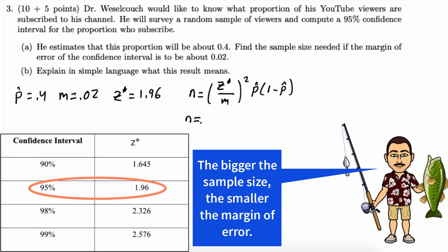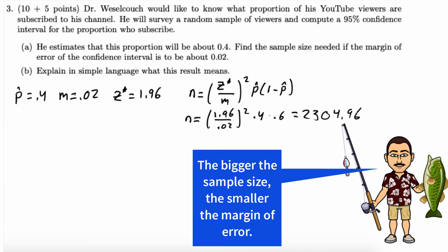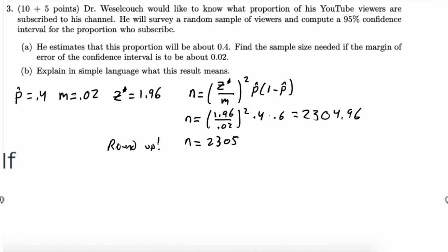So n is equal to 1.96 over 0.02, squared, times 0.4 times 0.6. Again, plugging this into a calculator, we get n is equal to 2,304.96. But of course, we can't have 0.96 of a person, so we must round up. So our sample size is 2,305. So what does this mean?